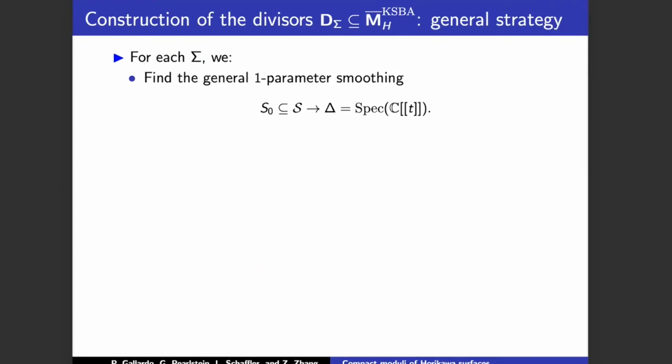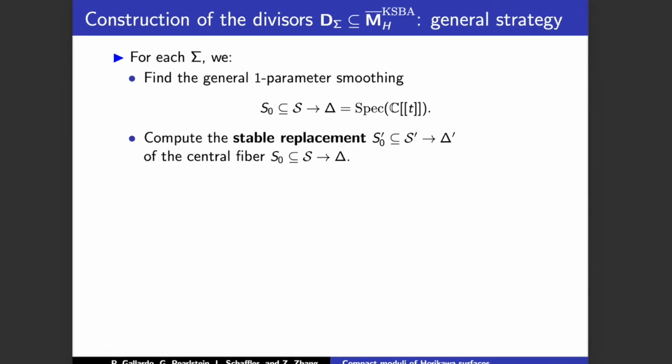So for each sigma, to construct the divisor D sigma, you have to run the following program. First, you need to produce the general one parameter smoothing of this singularity. So remember, S0 is the surface which has this isolated surface singularity. And you need to fit it as the central fiber of a one parameter family over delta, which will be the spectrum of the ring of formal power series. This will be my model for an infinitesimal curve. And yes, so you first do this. You smooth it in a one parameter family.